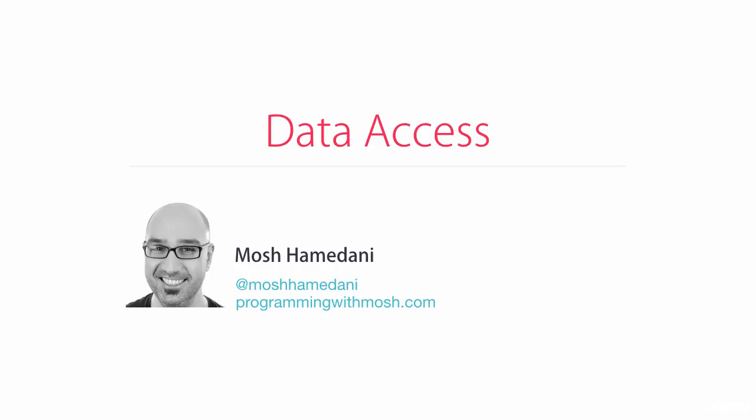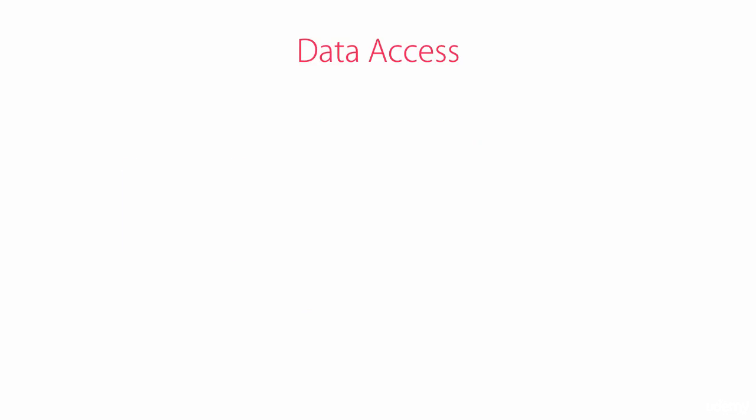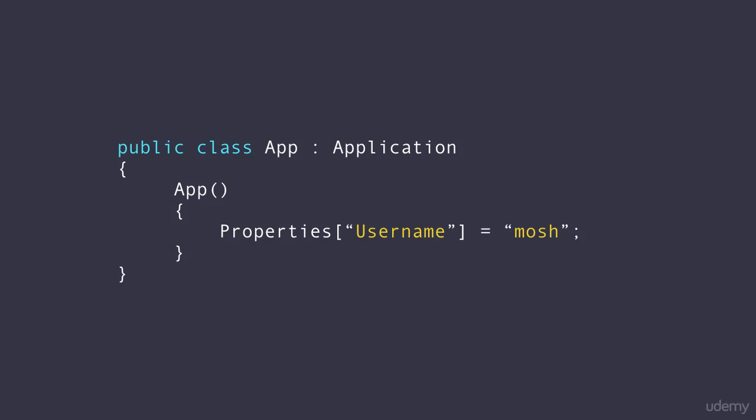So let's take a look at various options for storing application data. The simplest option is application properties. So this application class you have seen before has a property called properties, which is a dictionary. So we can put any objects here. And when the application goes into the sleep mode, those objects will be persisted permanently. And then when the application wakes up again, the data is available.